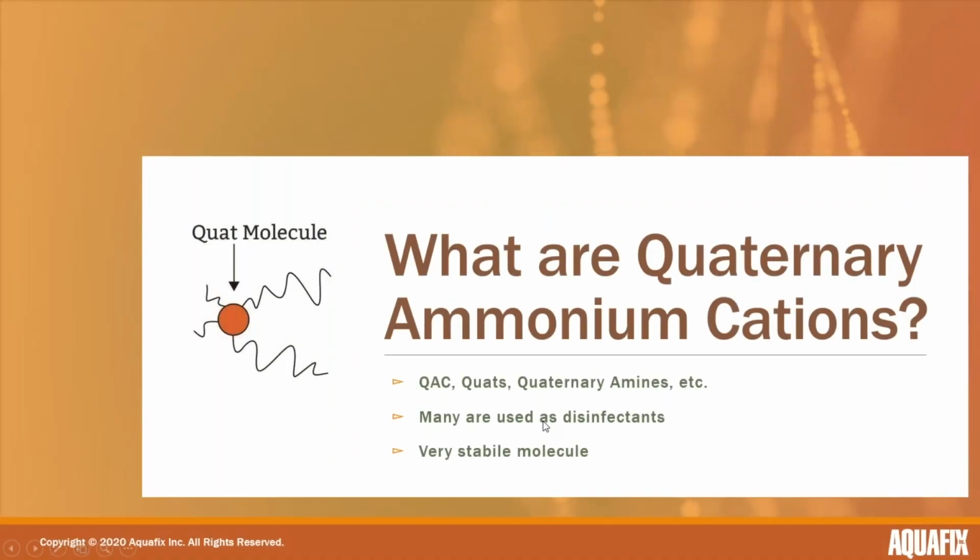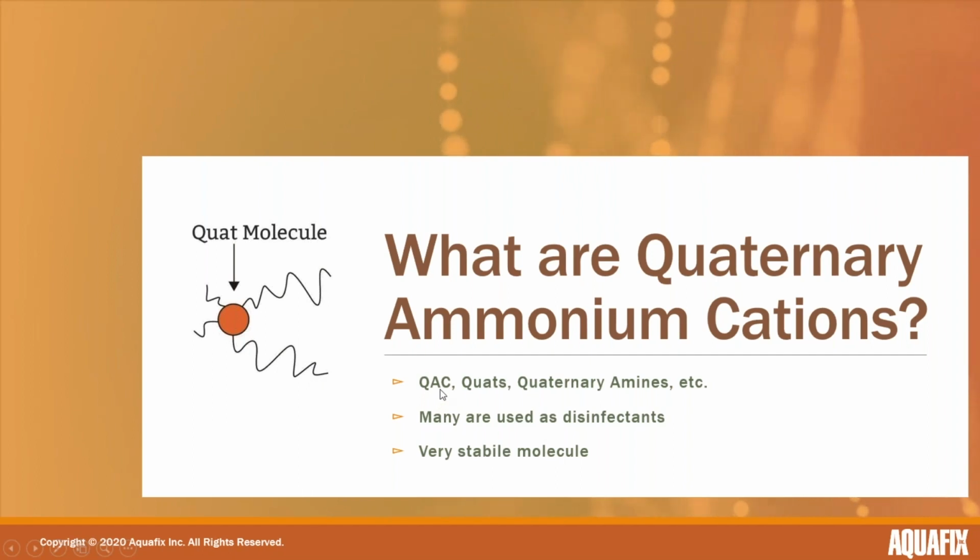So what are quaternary ammonium cations? Some people will call them QACs, some people call them Quats, some people will call them quaternary amines. They are used as disinfectants. They are biocides. It's a very stable molecule.